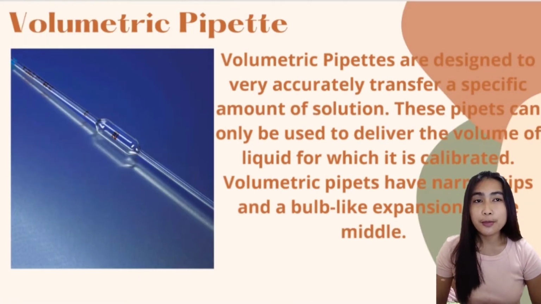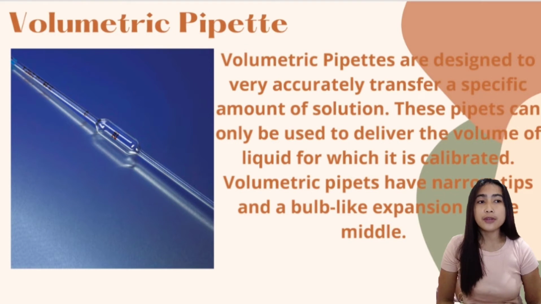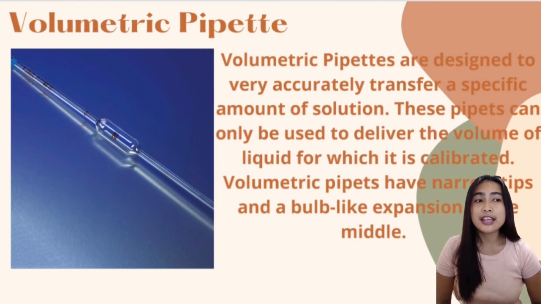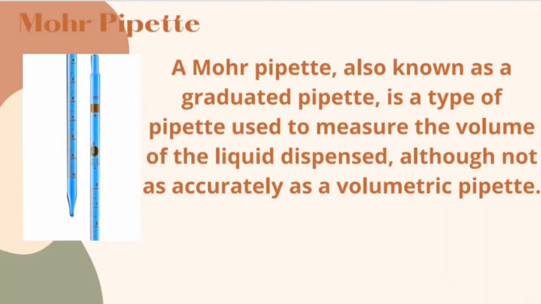Next is volumetric pipettes. Volumetric pipettes are designed to very accurately transfer a specific amount of solution. These pipettes can only be used to deliver the volume of liquid for which it is calibrated. Volumetric pipettes have narrow tips and a bulb-like expansion in the middle.